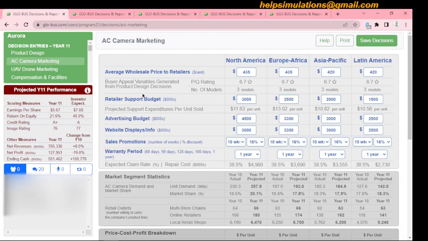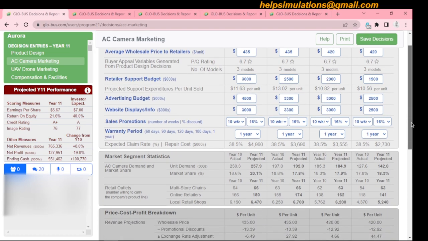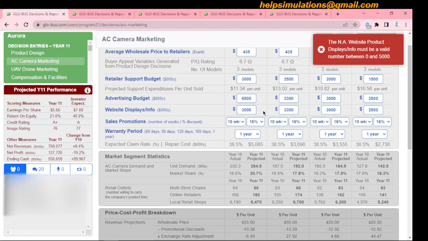So I don't think I'll change anything under the retailer support budget, but for the advertising budget, maybe I'll increase it a little bit. So we will increase our advertisement budget and our website display budget. So let me check. I always use the number of local retailers to make the decisions for the advertisement and the website display. So I think this one will increase it to about 6,500. We'll also do the same. No, sorry, the maximum is 5,000.